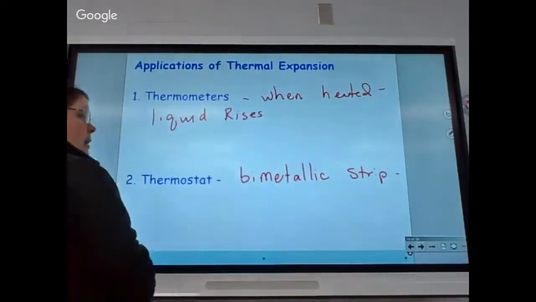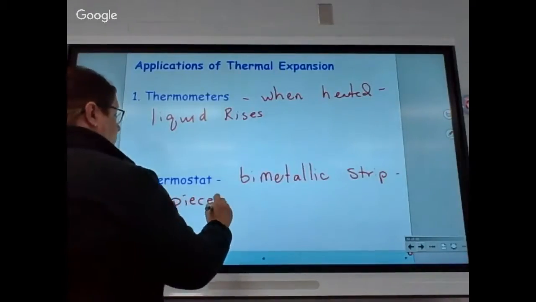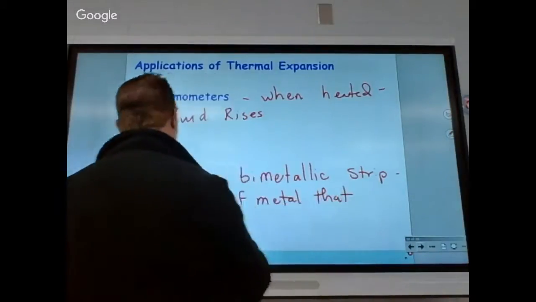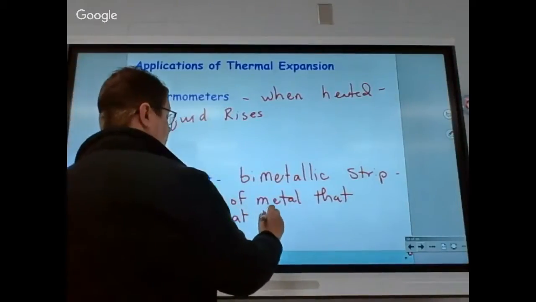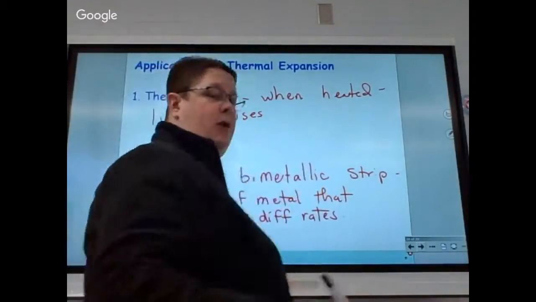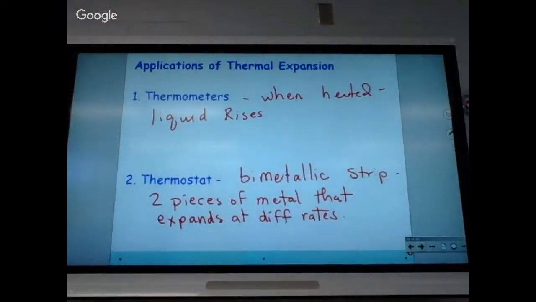Okay? Now, this bimetallic strip is two pieces of metal that expand at different rates. And I'm going to show you how that works with the Bunsen burner I have set up back there. Okay, but your thermostat does that. When it gets cool, it expands one way. When it gets warm, it expands the other way. Okay, so it can turn your thermostat on or off depending on the heat in your house.